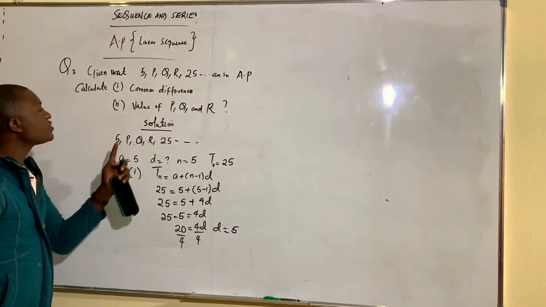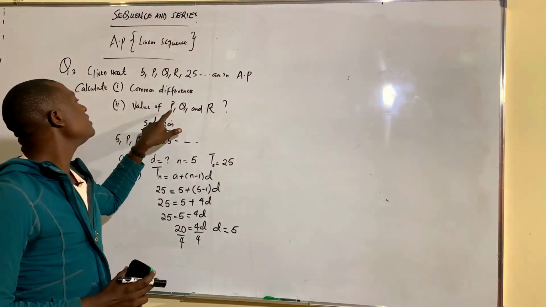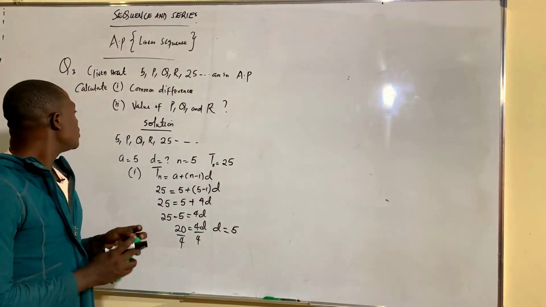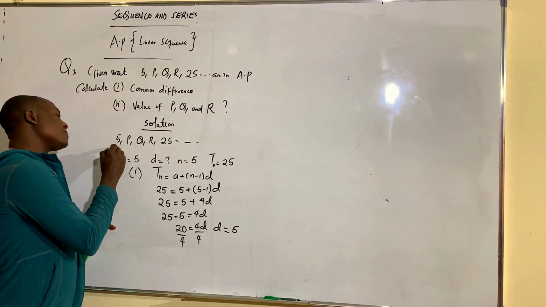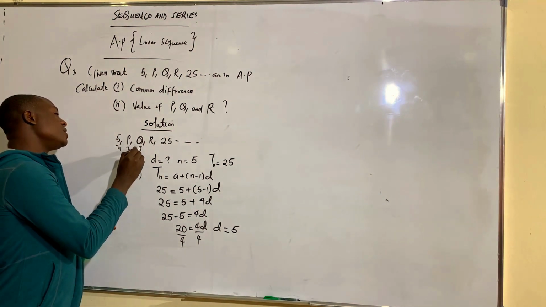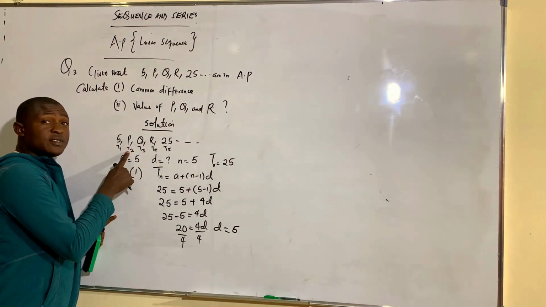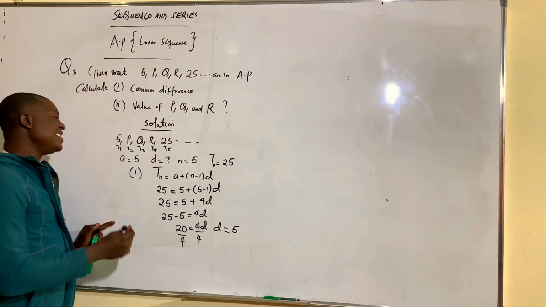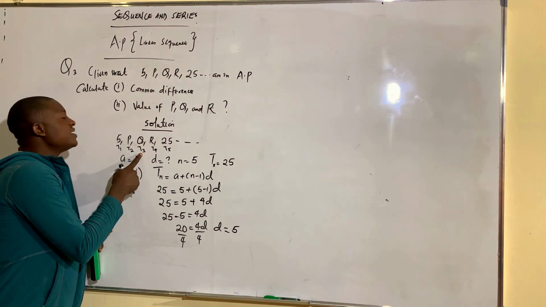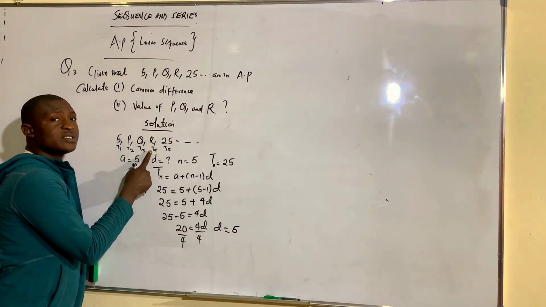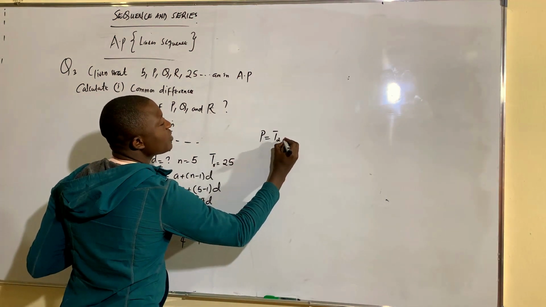So the second question, we have to find P, Q, R. So our objective here will be which term is P, Q, and R. So if you look at the given terms we have, if you count them, this is going to be first term, this is second term, this is third term, this is fourth term, this is fifth term. Meaning the P is the same thing as which term? Exactly. So the P is the same thing as the second term. What about Q? Q is the same thing as what? The third term. What about R? R is the same thing as what? The fourth term.